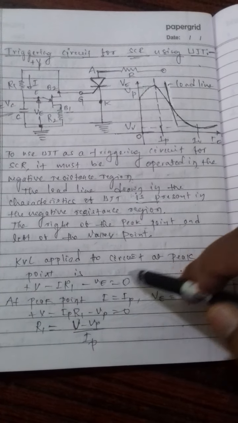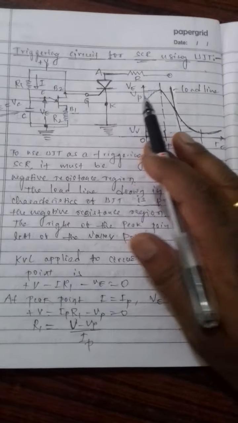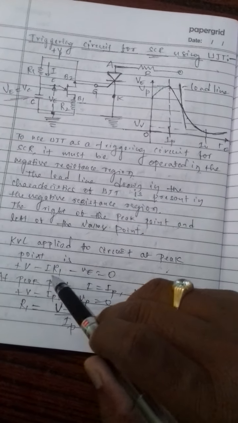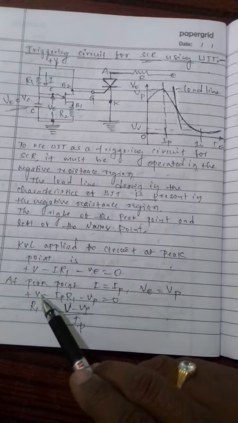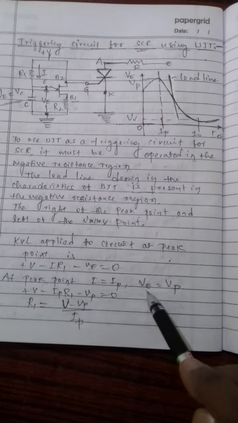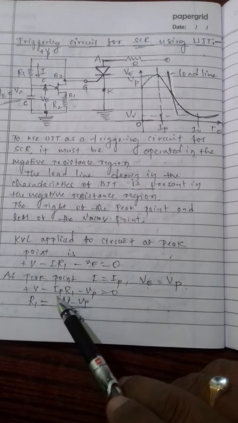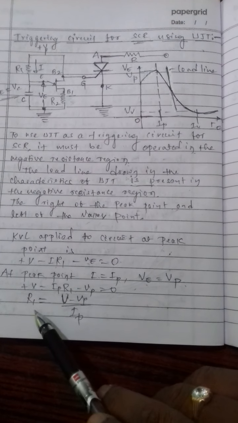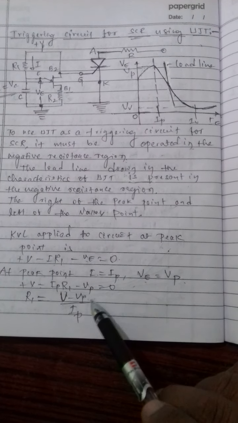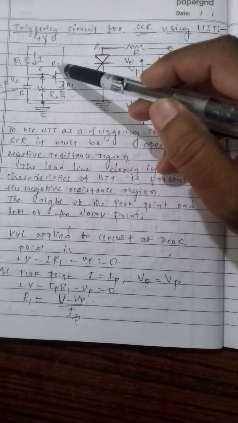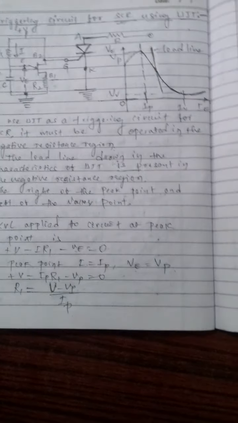KVL is applied to the circuit at the peak point: plus V minus I R1 minus VE is equal to 0. At the peak point, I is equal to IP, VE is equal to VP. So that V is equal to IP R1 plus VP. So that R1 is equal to (V minus VP) upon IP. Here R1 is the resistance, with the capacitor, resistance R2 and B2.